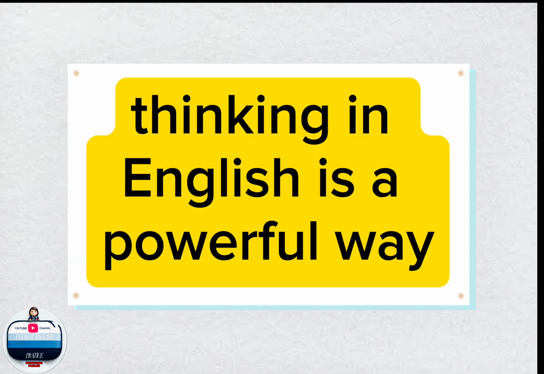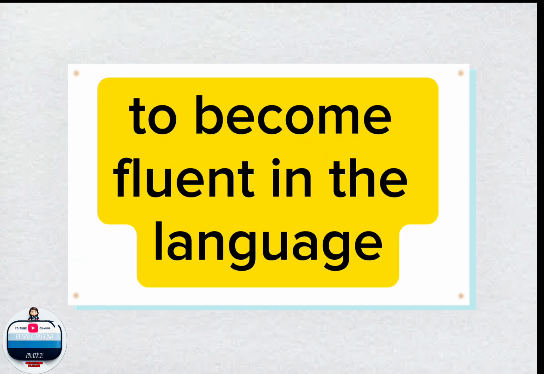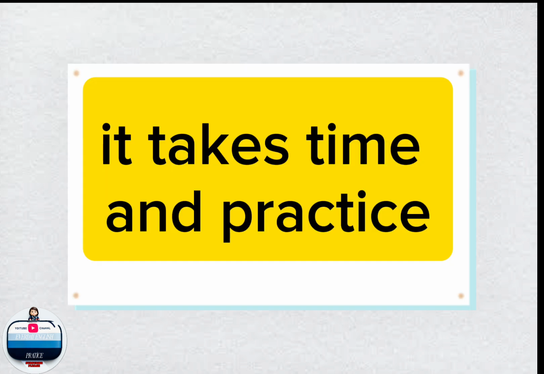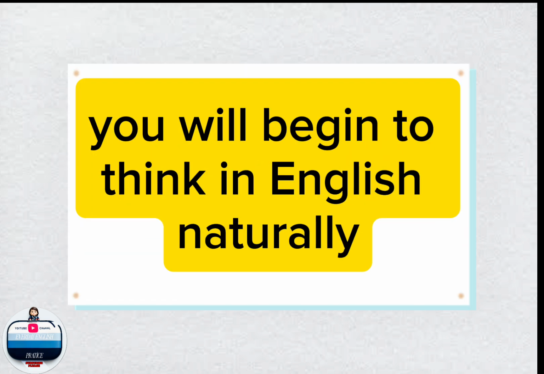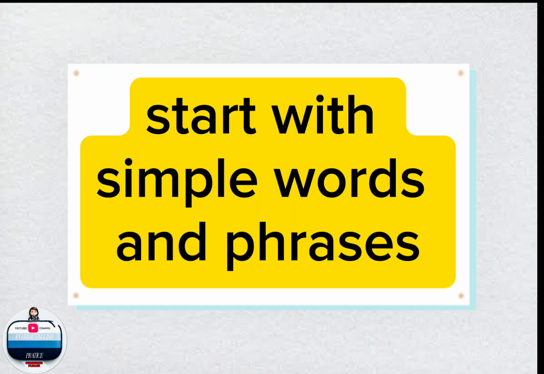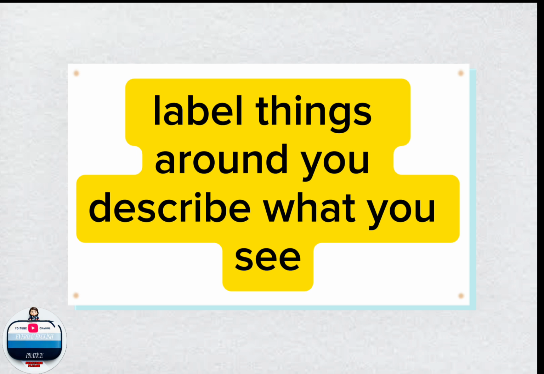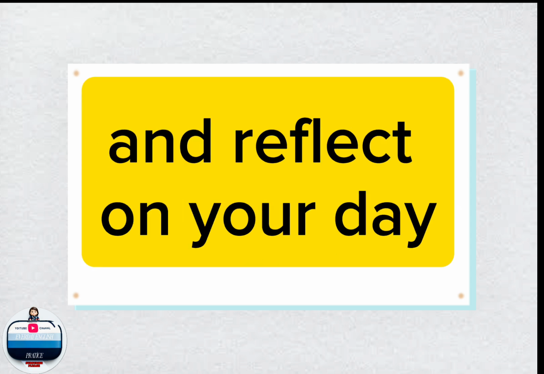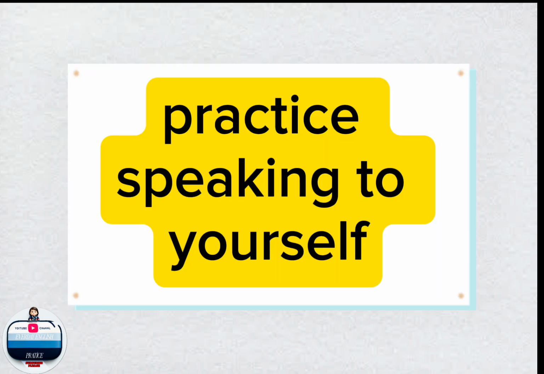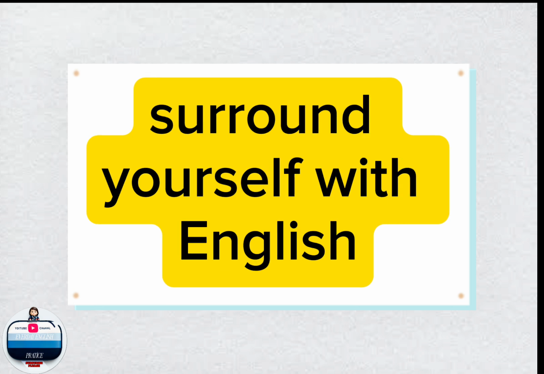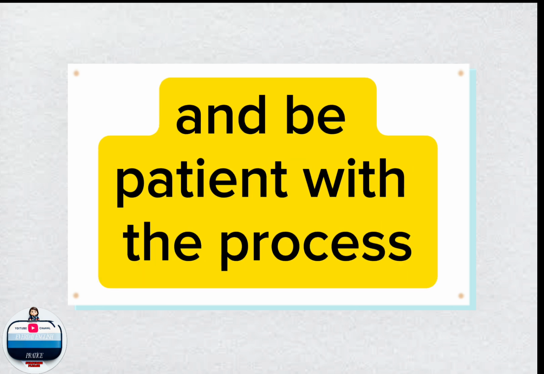Thinking in English is a powerful way to become fluent in the language. It takes time and practice, but with consistent effort, you will begin to think in English naturally. Start with simple words and phrases, label things around you, describe what you see, and reflect on your day. Practice speaking to yourself, surround yourself with English, and be patient with the process.